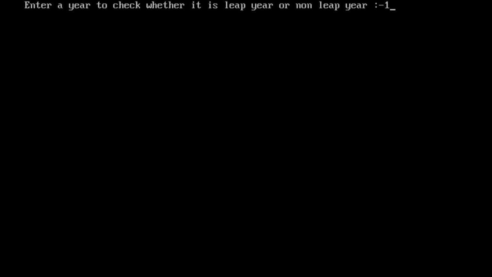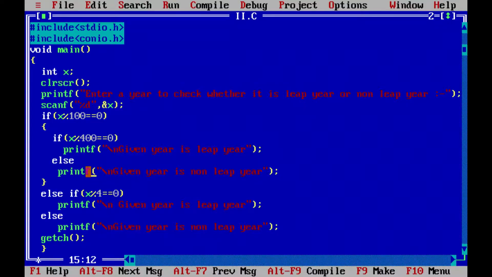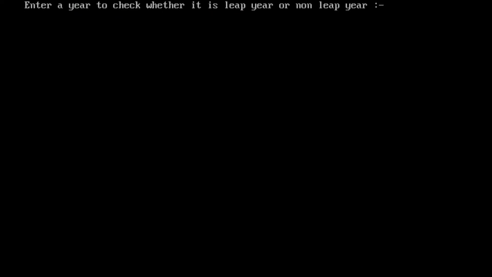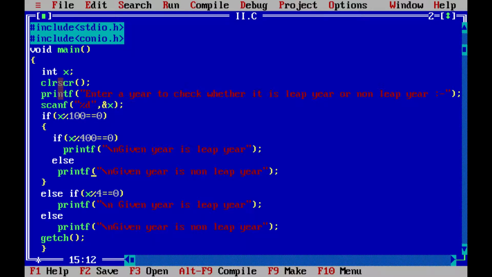Let's input 1900 and check. The 1900 is a non-leap year. So again compile it and check for a leap year. So 2000, and see, it is a leap year. So this is the solution of this particular problem, to check whether a given year is a leap year or not.